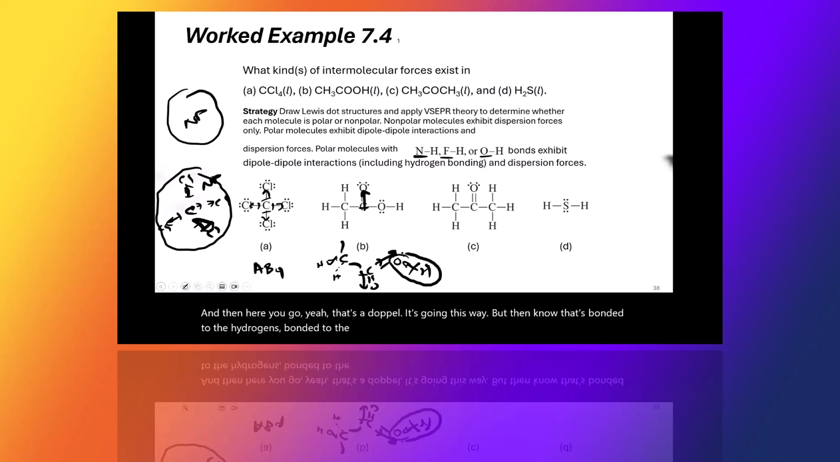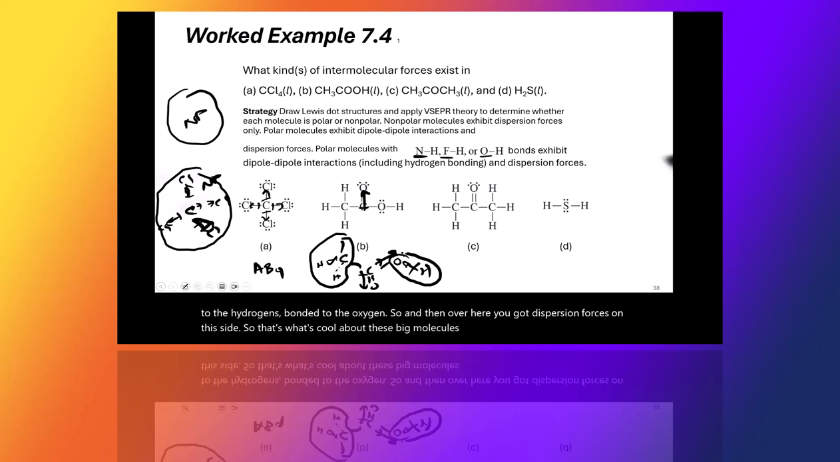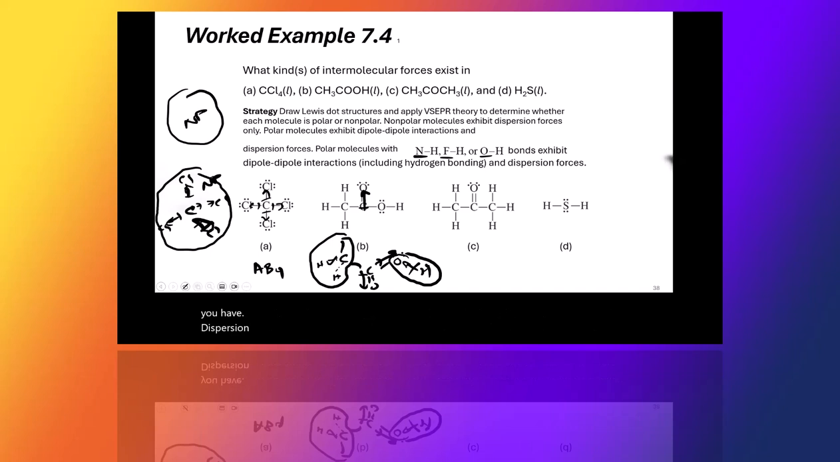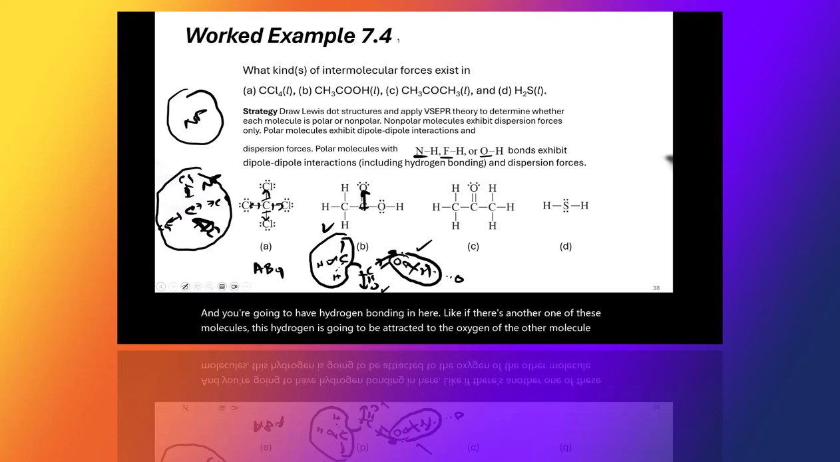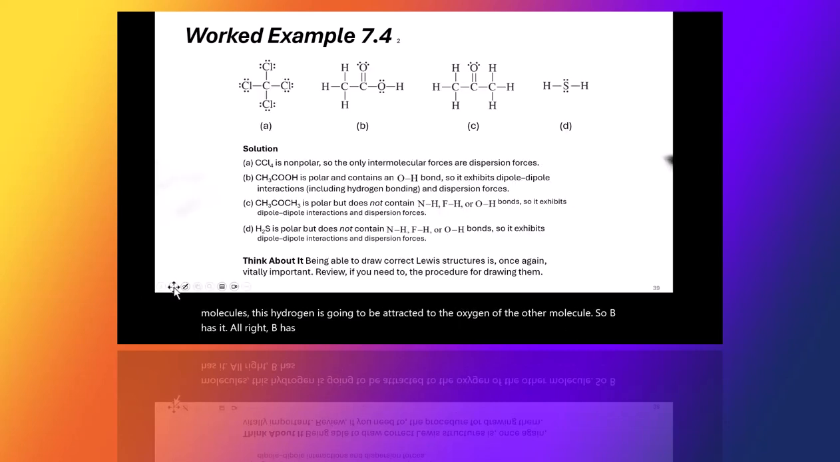And then over here you got dispersion forces on this side. So that's what's cool about these big molecules. You're going to have areas where you have dispersion forces here. You're going to have dipole-dipole forces between this and another molecule here, and you're going to have hydrogen bonding in here. Like if there's another one of these molecules, this hydrogen is going to be attracted to the oxygen of the other molecule. So B has it all, right? B has dispersion, it has dipole, and it also has hydrogen bonding.